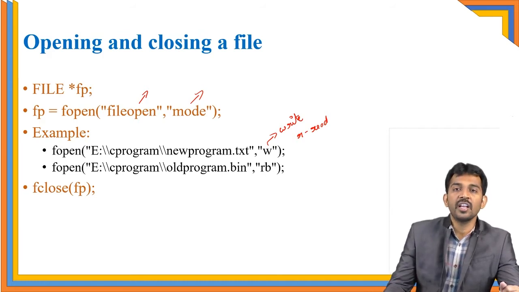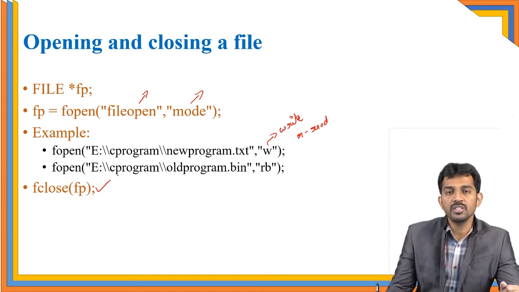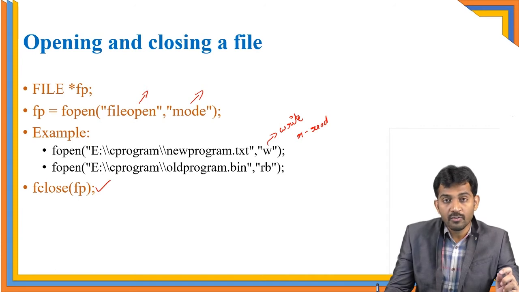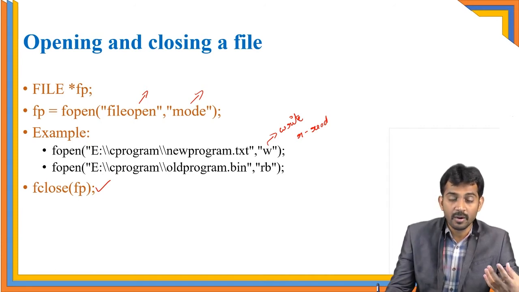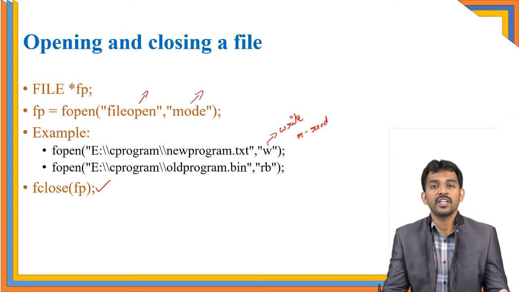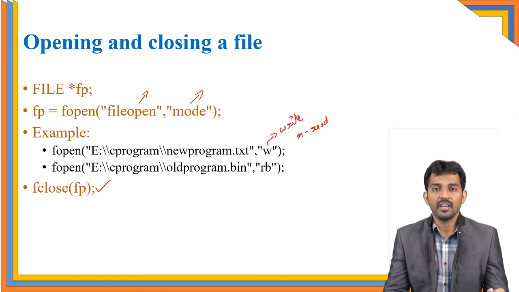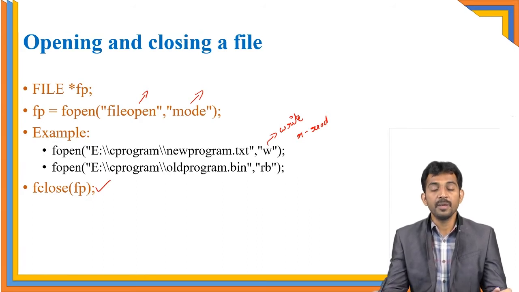Next, after opening the file, by using the fclose function, you are going to close the file. It is very important, because if you are not closing your file properly, it may cause loss of your data. Try to maintain the fclose function. It is not mandatory. You won't get any error, but you may lose your data. Try to close properly after opening every file.